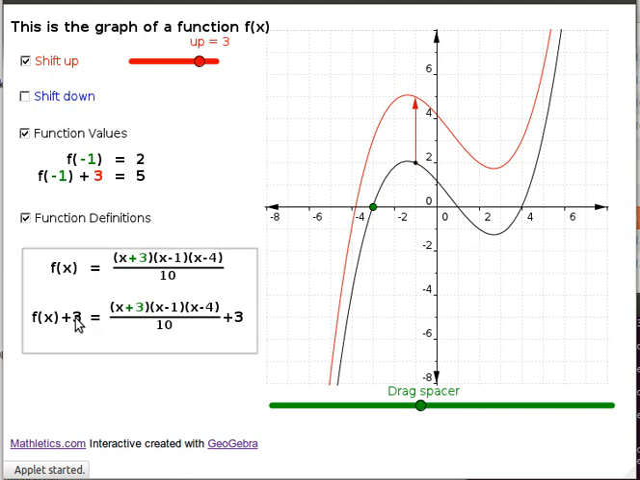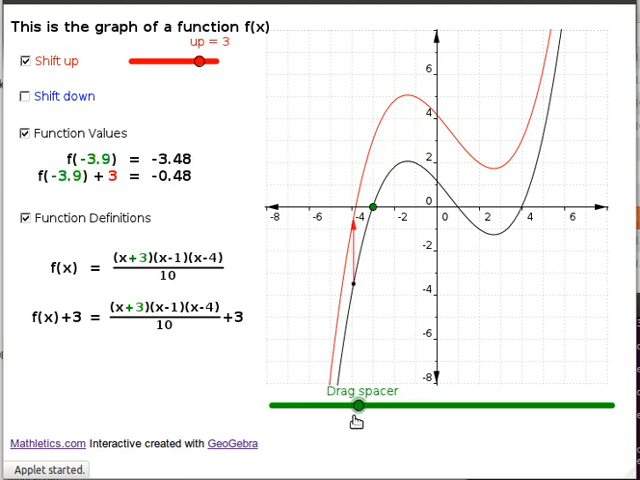Down here, f of x plus 3 is just exactly the same f of x that you had up the top, and you've just added 3 onto it. So you can calculate for any value you like. You can see what the values are, and they're always separated by 3. You've got minus 5.72 plus 3 is minus 2.72.